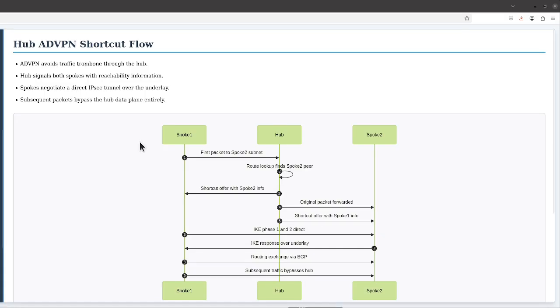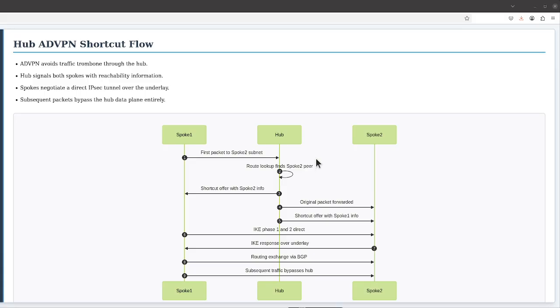Let me walk you through this ADVPN sequence diagram. The sequence begins when Spoke 1 needs to send traffic to a destination that belongs to Spoke 2. Spoke 1 sends the initial packet through its existing tunnel to the hub because that is the only path it currently knows. The hub receives the packet and performs a route lookup.